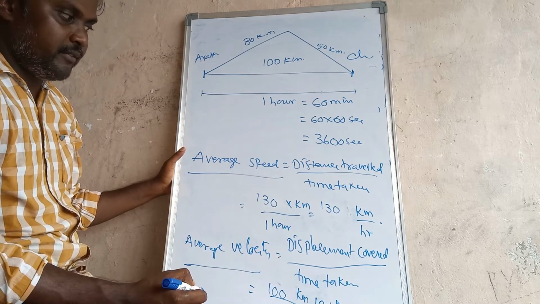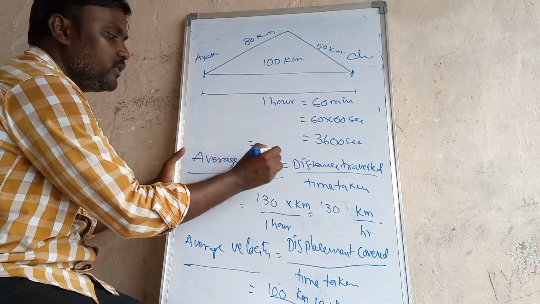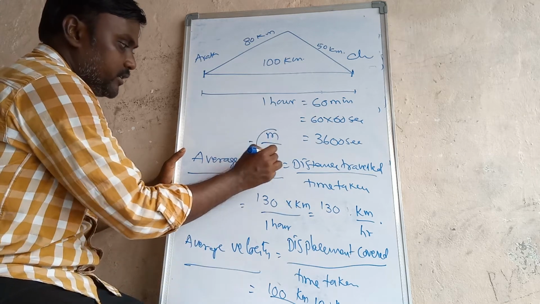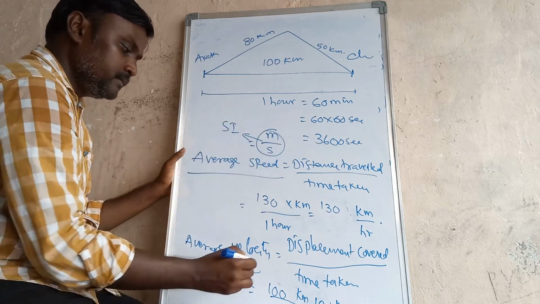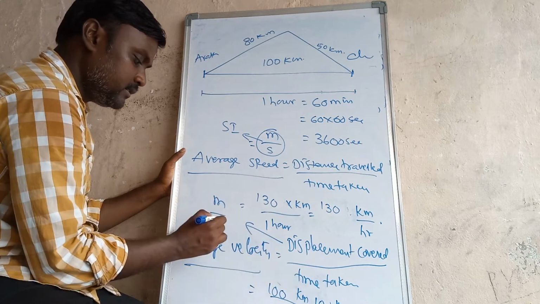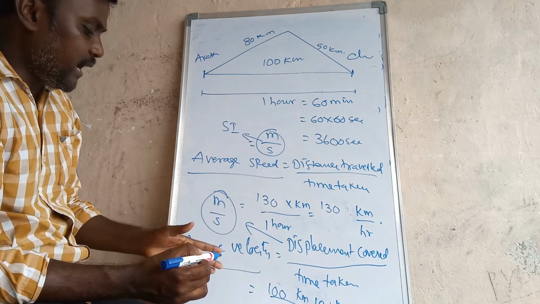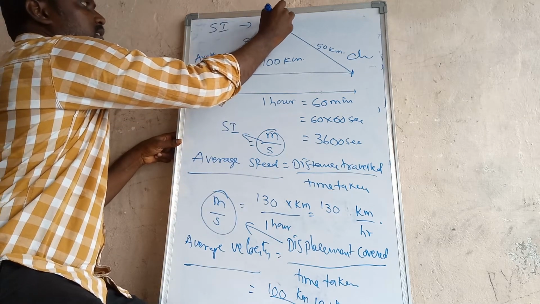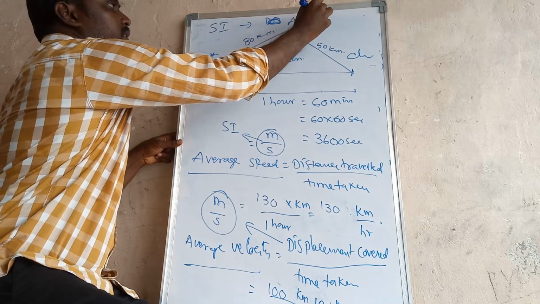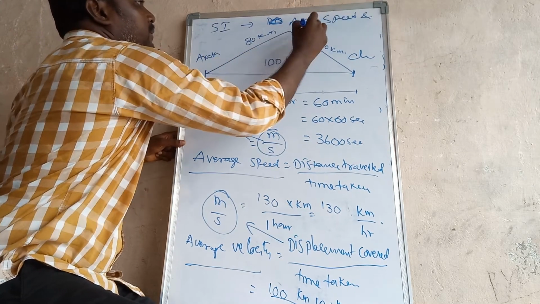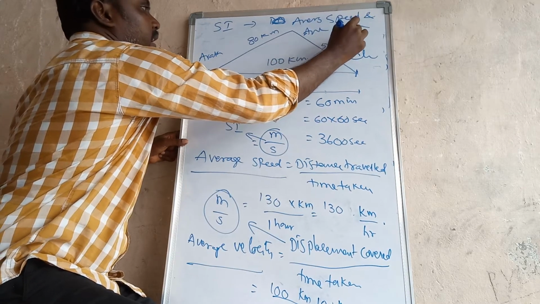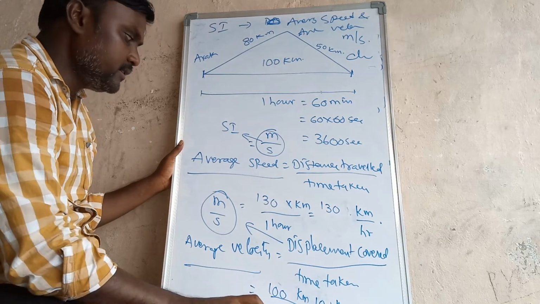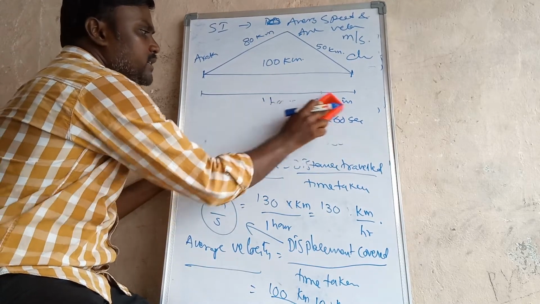Suppose you observe this formula, the units: distance is measured in meters and time taken is measured in seconds. This is the SI unit. And displacement is measured in meters, that means average speed and average velocity both have the same SI units, and that is meter per second. And I told you distance and displacement both have the same units. And what is the relation between distance and displacement?